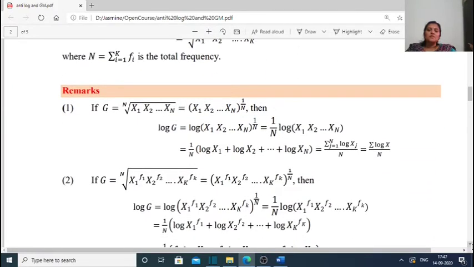First remark: we know that G equal to nth root of x1 to xn, which is equal to x1, x2, etc., xn raised to 1 by n. Then if we take the logarithm, log G is equal to log of x1 to xn all raised to 1 by n. Log power is multiplied with 1 by n. So 1 by n log of x1 to xn, and log AB is log A plus log B. So which is equal to 1 by n into log x1 plus log x2 plus etc. log xn, which is equal to sigma log x by n. Log G is equal to sigma log x by n.